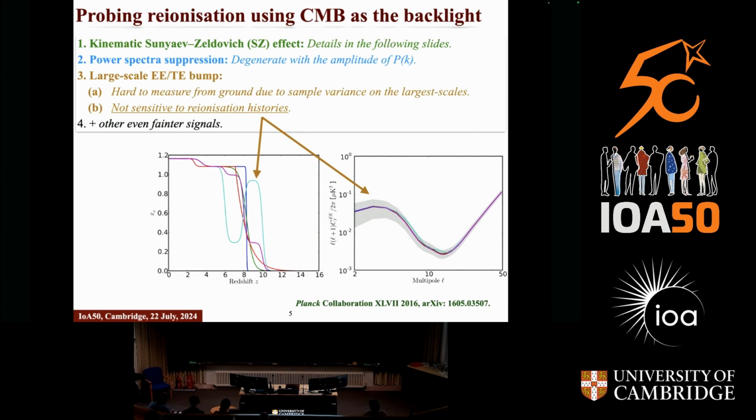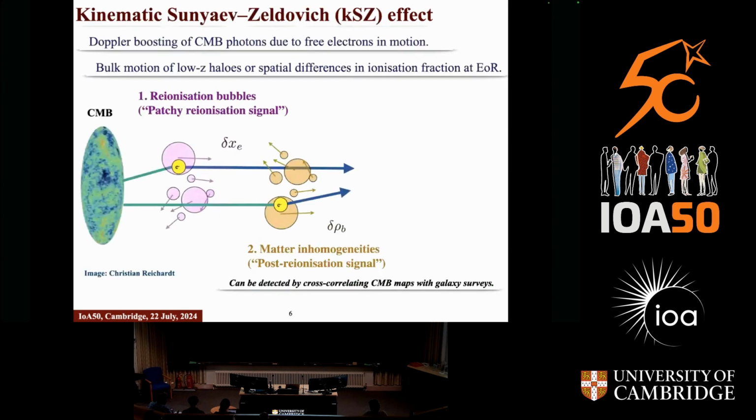And as you can see, all these different colored curves are sitting on top of each other. So it's very hard to use the E mode bump to understand how reionization actually happened in the universe. There are also other fainter signals, and I'm not going to go into detail about those things. So now let us focus on KSZ.